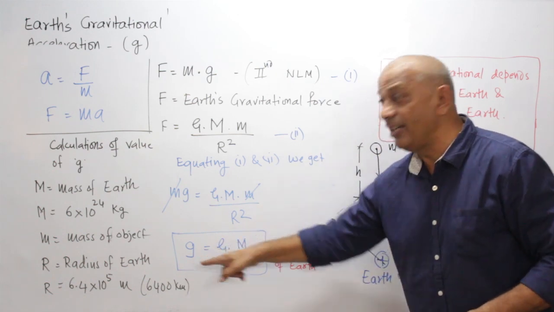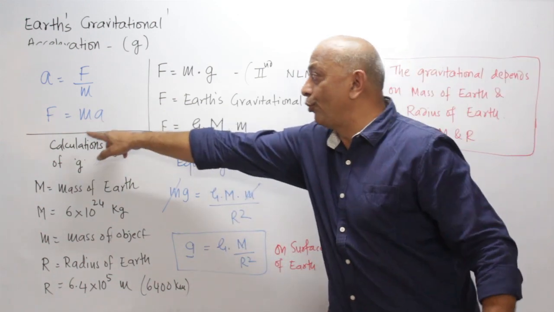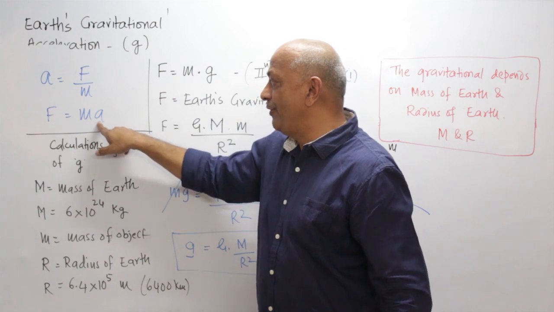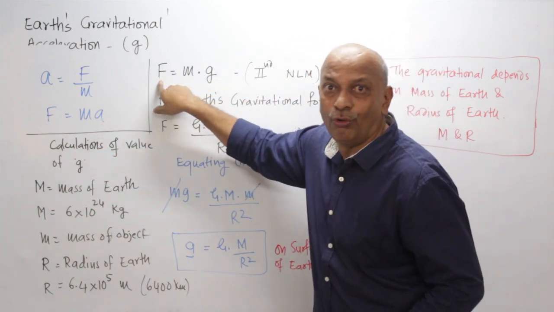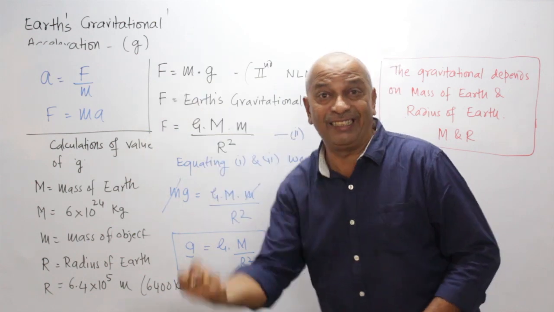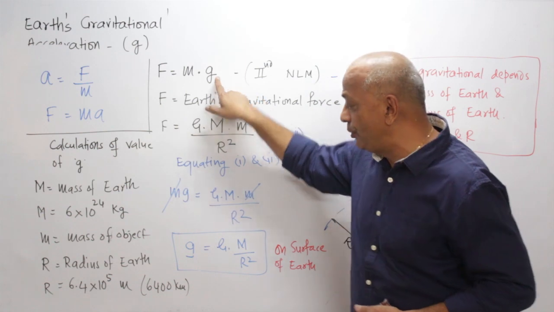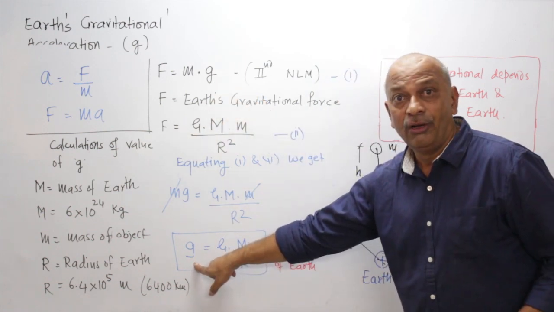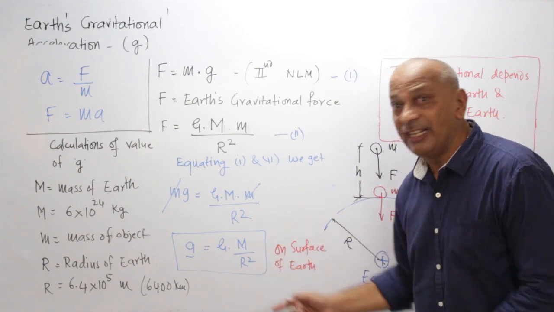More the mass, higher the g. And higher the g, more the force. If g is more, the force is more. The force of attraction will be more if the g is more. g is high when the mass is more and the radius is smaller.